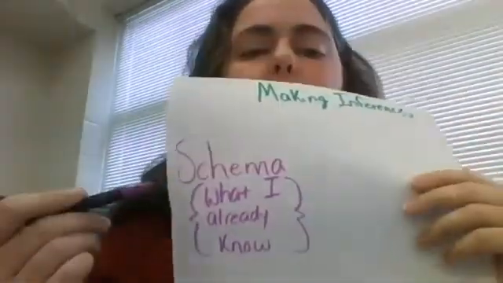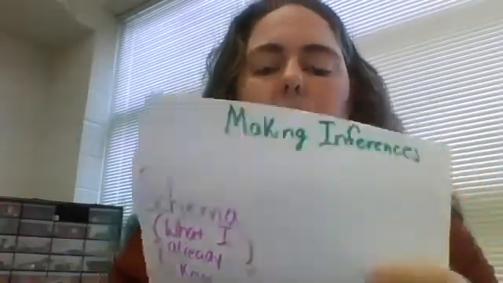And maybe the text is talking about something that you do or you enjoy. So maybe it's about fishing. And if you know how to fish, you know all kinds of things about fishing, you have that background knowledge. So we have our schema, what I already knew or know. But we can't just use our background knowledge. We need other things as well.